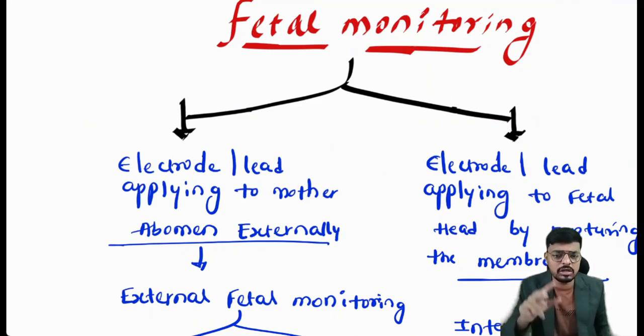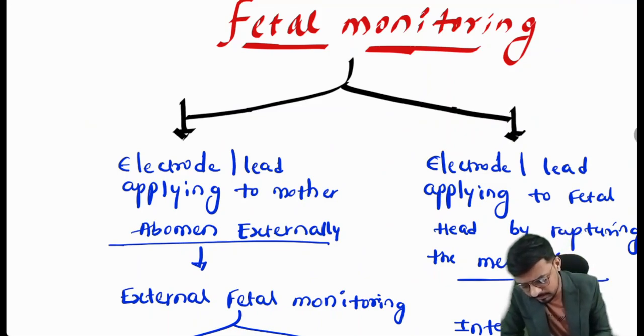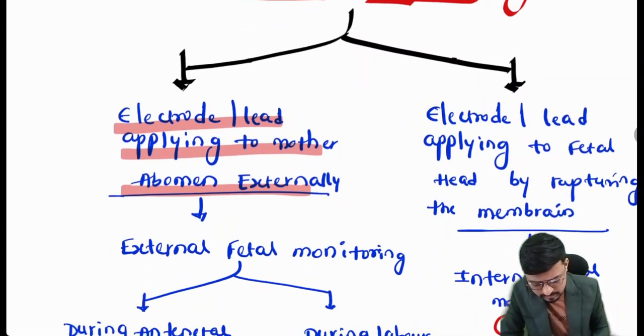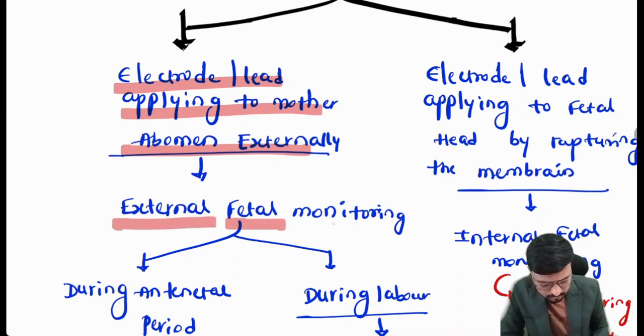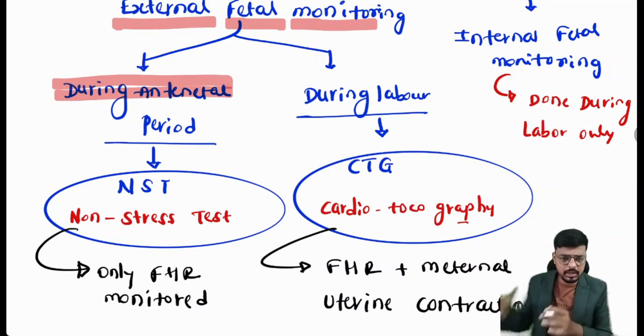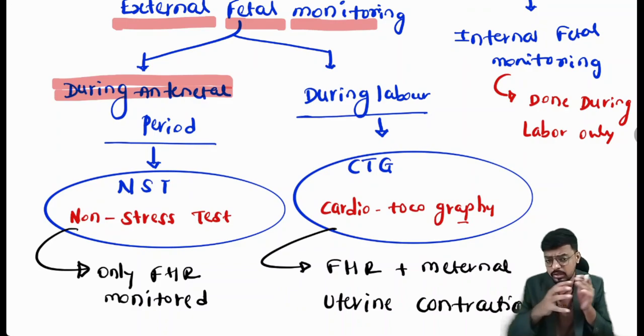So in fetal monitoring we will study two very important things. We apply an electrode or lead to the mother's abdomen externally, and this is what we call external fetal monitoring. If we are doing this during the antenatal period, that means the period of pregnancy, from conception until the onset of labor, before the onset of labor, this is the antenatal period.